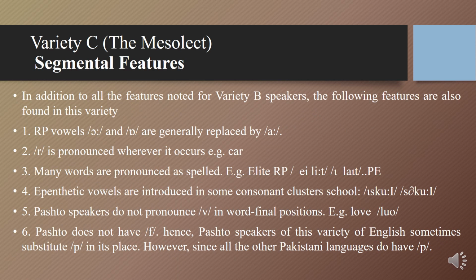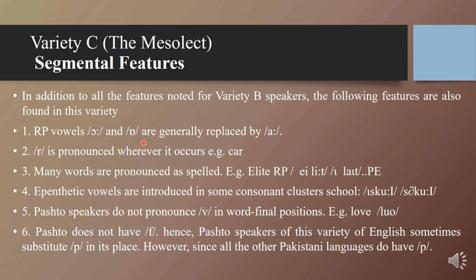Variety C, the mesolect. Mesolect is the intermediate variety, the link or the midway between acrolect and basilect. Segmental features. In addition to all features noted for the variety B speakers, the following features are also found in this variety. It means that all the features we have discussed for variety B are also included in variety C. But there are some extra features that we'll discuss in the following.